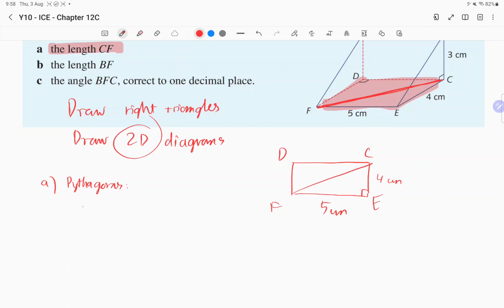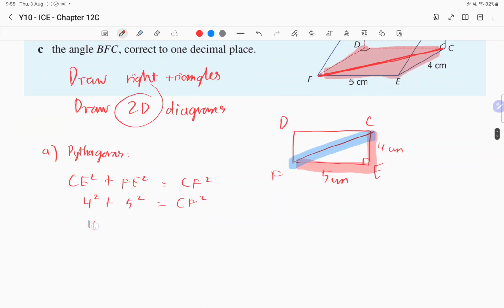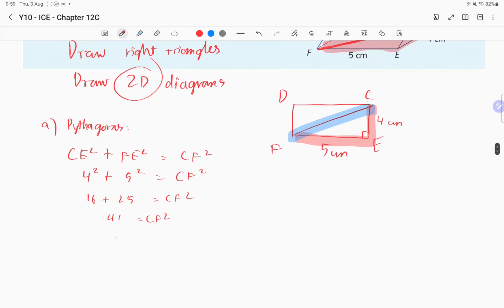Using Pythagoras theorem, you would get CE squared plus FE squared. So essentially, the two short sides of a right angle triangle, squared and added, equal the square of the hypotenuse, which is CF squared. So you get 4 squared plus 5 squared equals CF squared. That will be 16 plus 25 equals CF squared. So 41 equals CF squared, and CF is positive, so CF will just be the square root of 41.